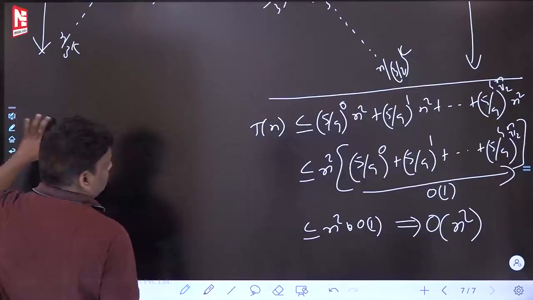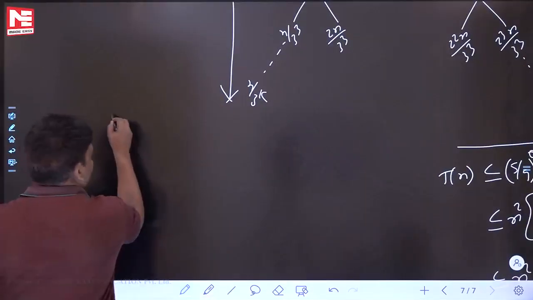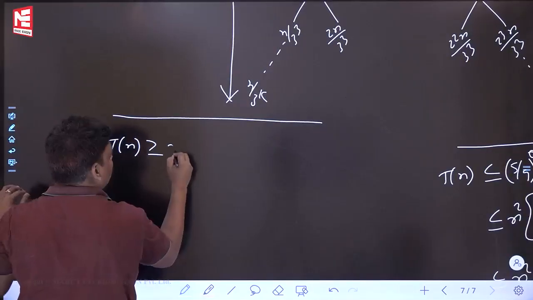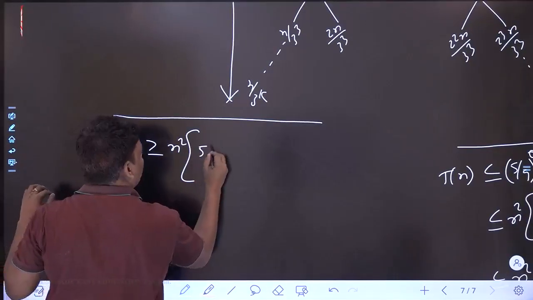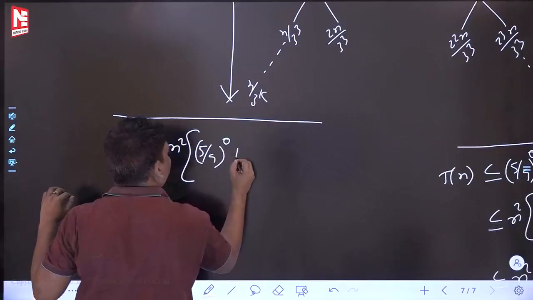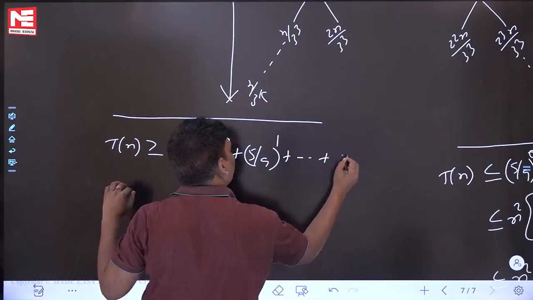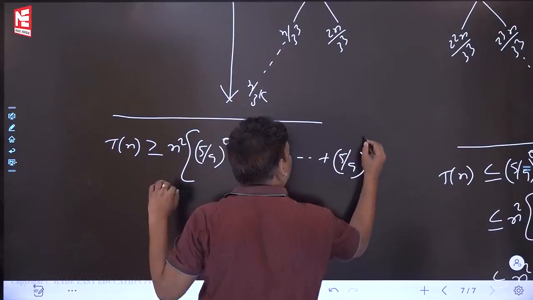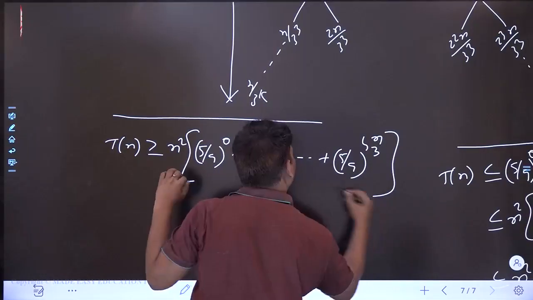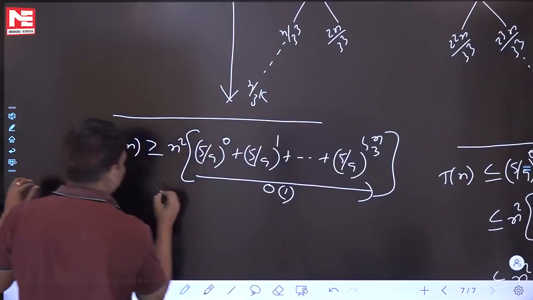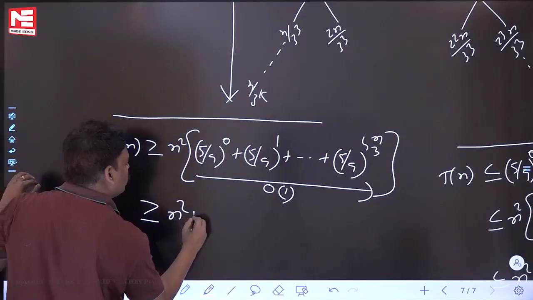Let's see the lower bound also. Tn is greater than or equal to n square common: (5/9)^0, (5/9)^1, and so on. What is the last one? (5/9) whole power log n base 3. This is a GP series with r value less than 1, constant. So, n square into constant.